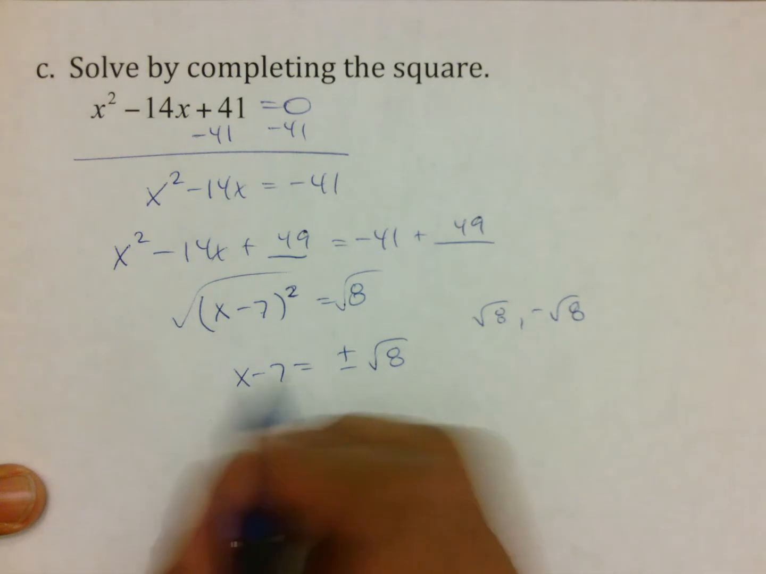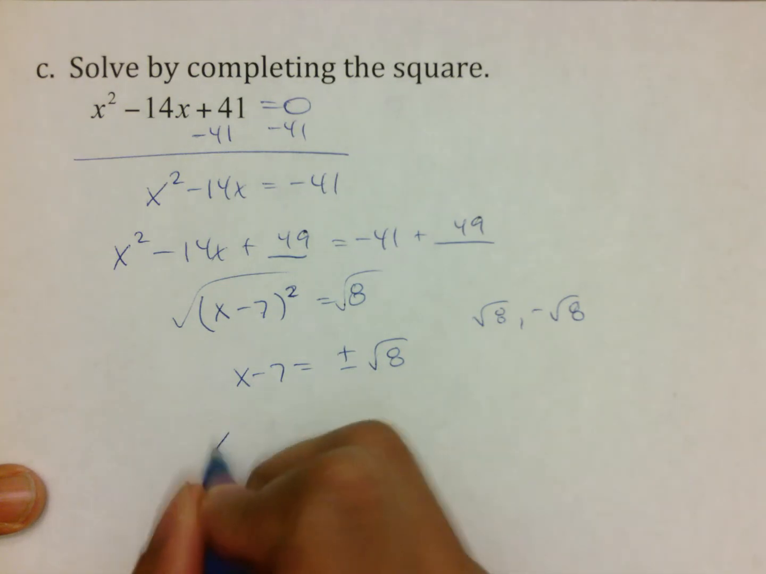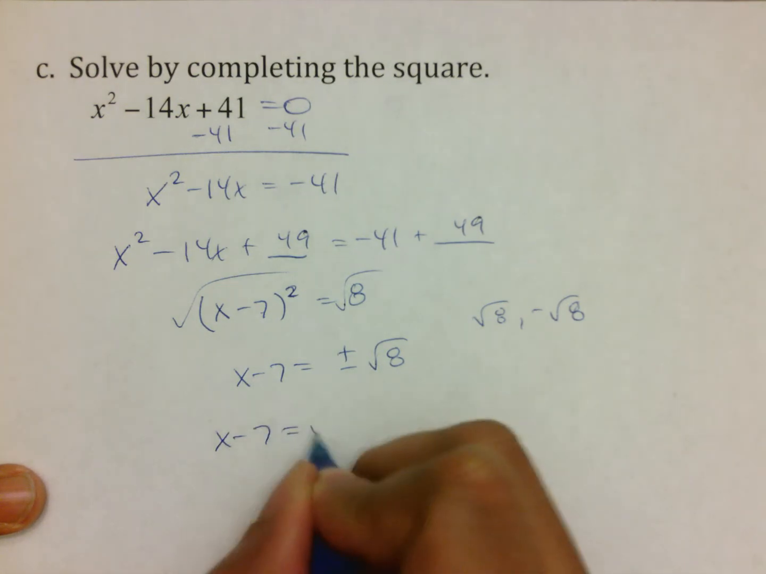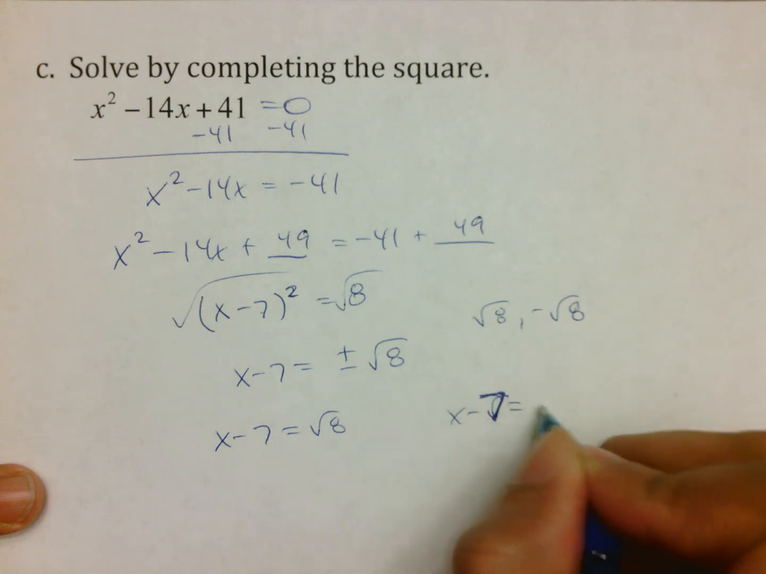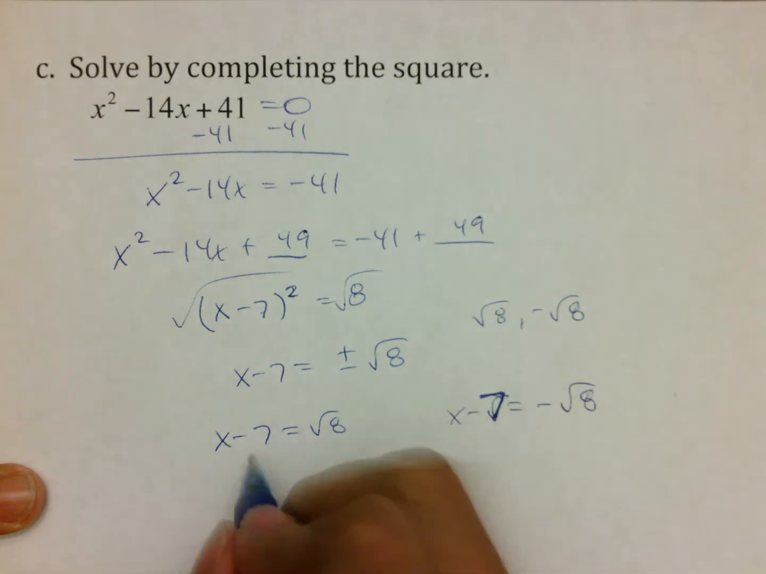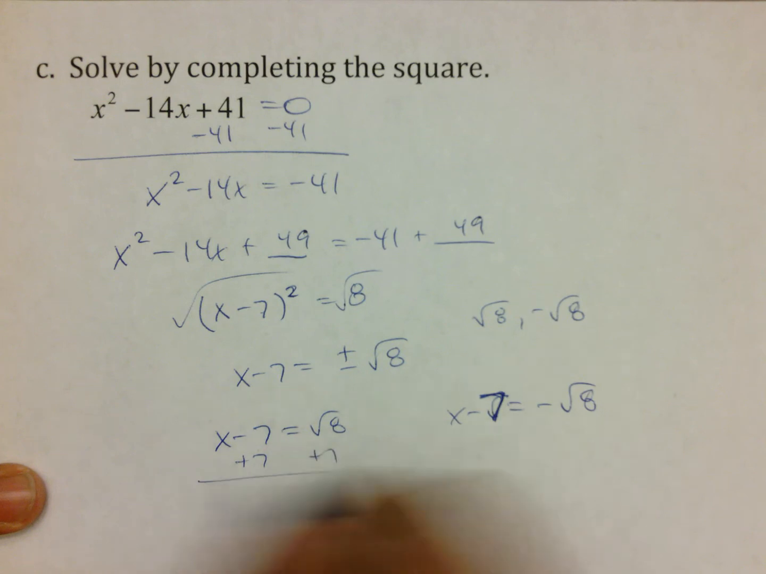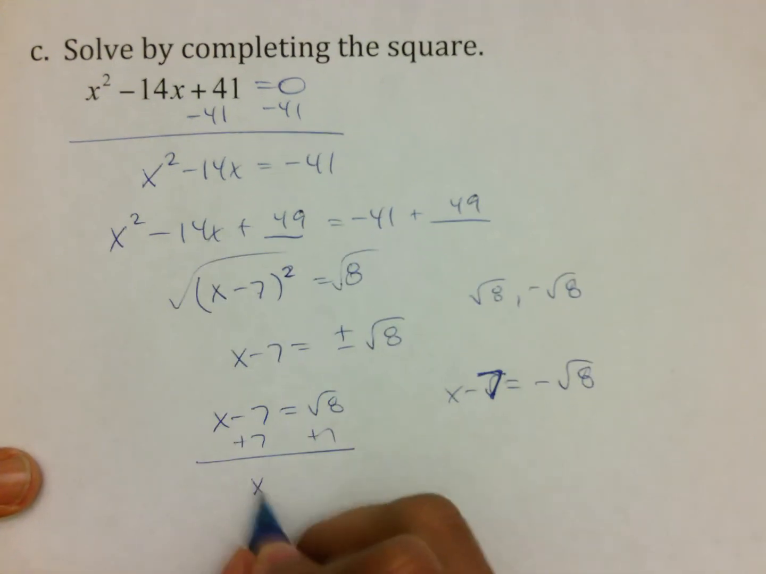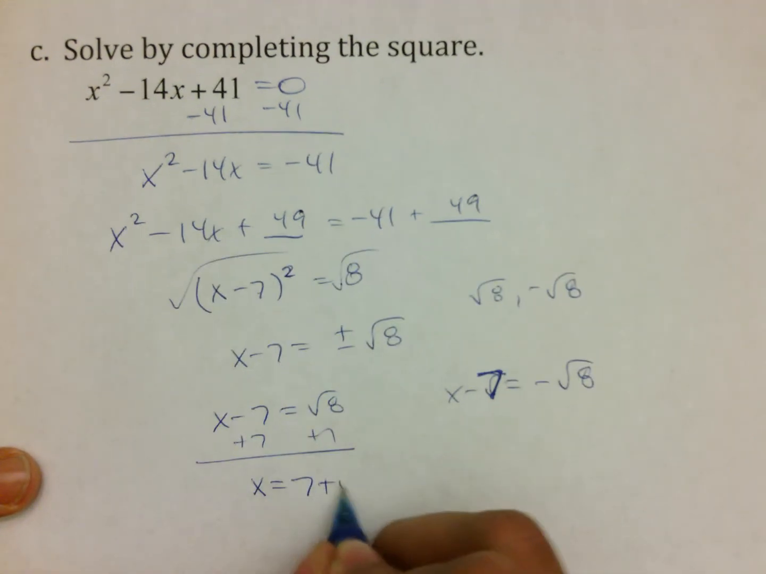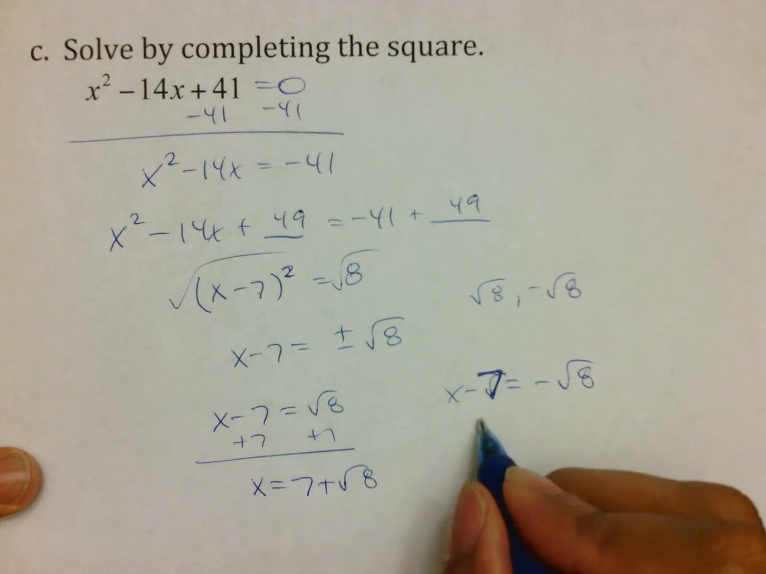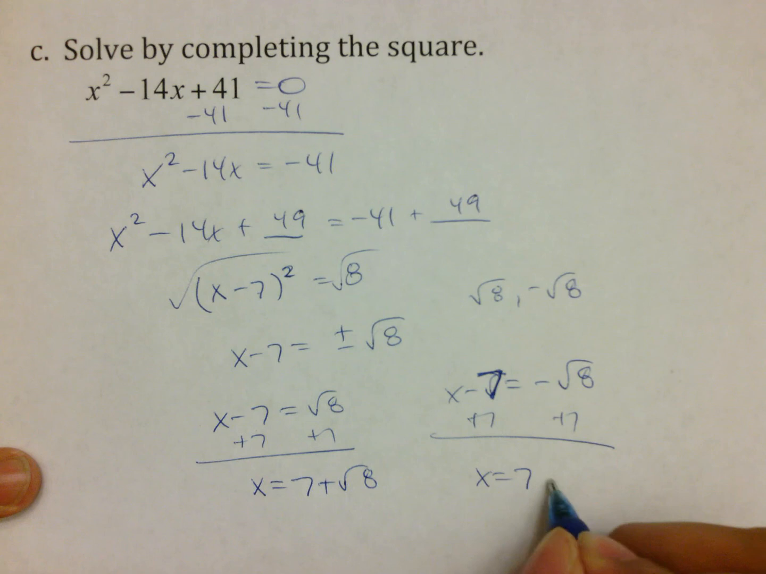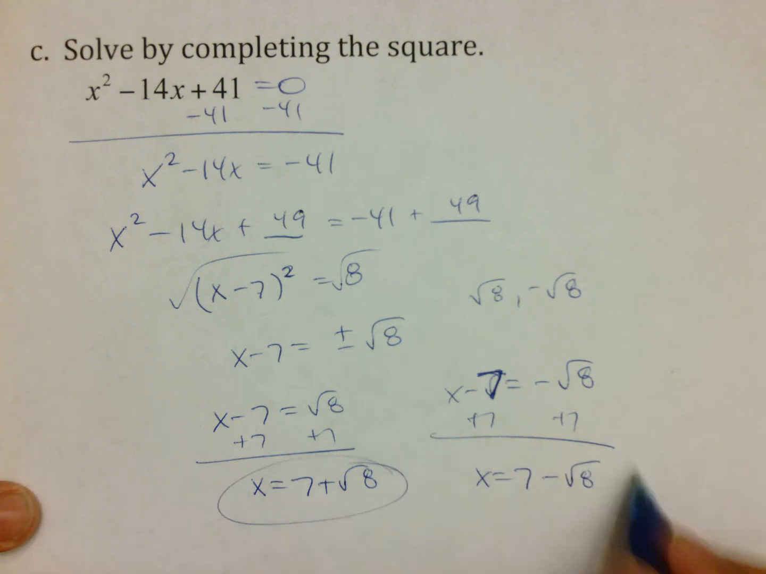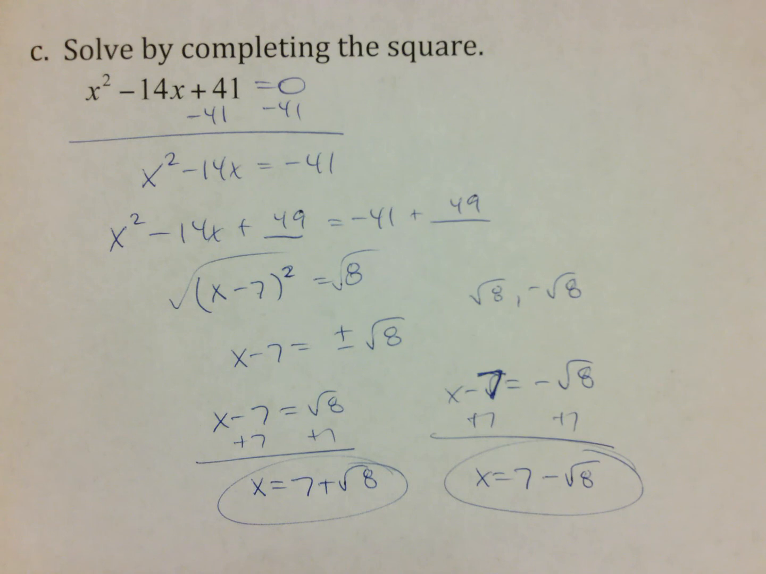Either way, once you get x minus 7 by itself, you now split it. x minus 7 equals root 8, and x minus 7 equals negative root 8. The last thing we do is move our 7. Remember, you want to put the number first, so it's 7 plus root 8. Just like over here, when you move your 7, it's going to be 7 minus root 8. Those are your two stopping points, your two solutions.